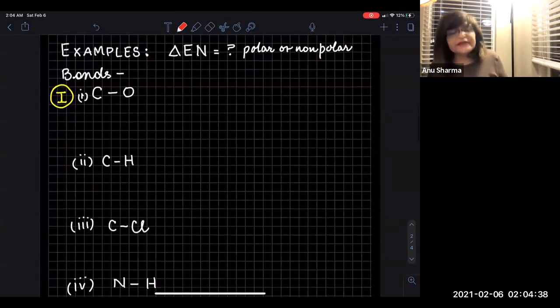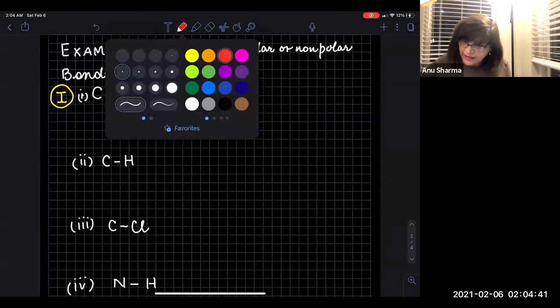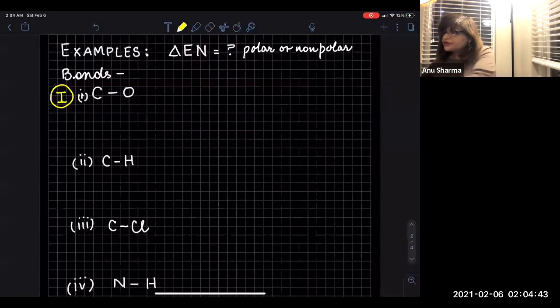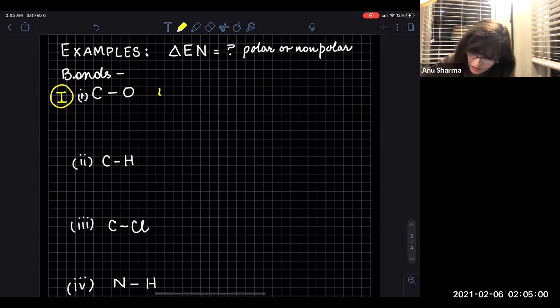Now let us look at some of the examples. Okay, so now you're going to look at the table, and you are going to tell me what is the electronegativity of carbon and the electronegativity of oxygen. So we are trying to determine what kind of bond it is. Is it a polar bond or is it a nonpolar bond? So first of all, we write down the electronegativity of oxygen, which is more electronegative, and the electronegativity of carbon. So oxygen is 3.5 and carbon is 2.5. So 3.5 minus 2.5 gives you 1.0.